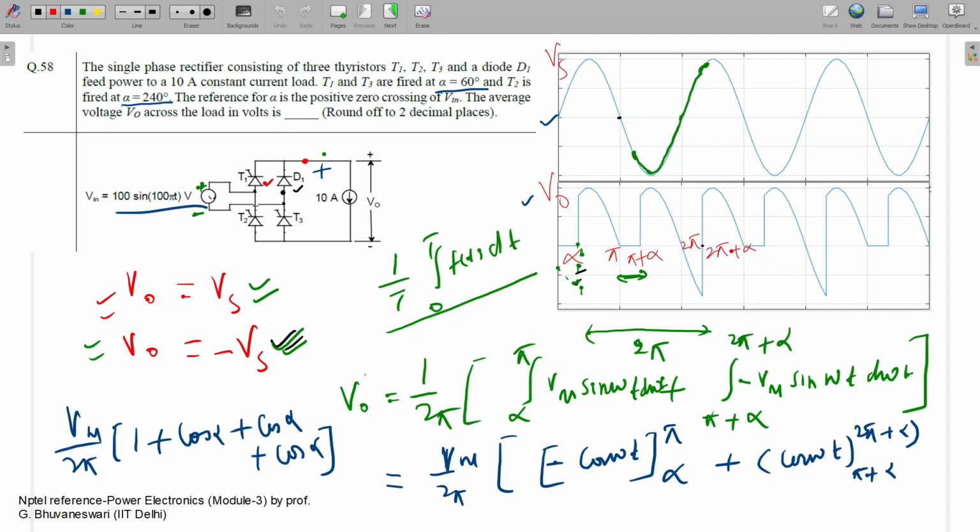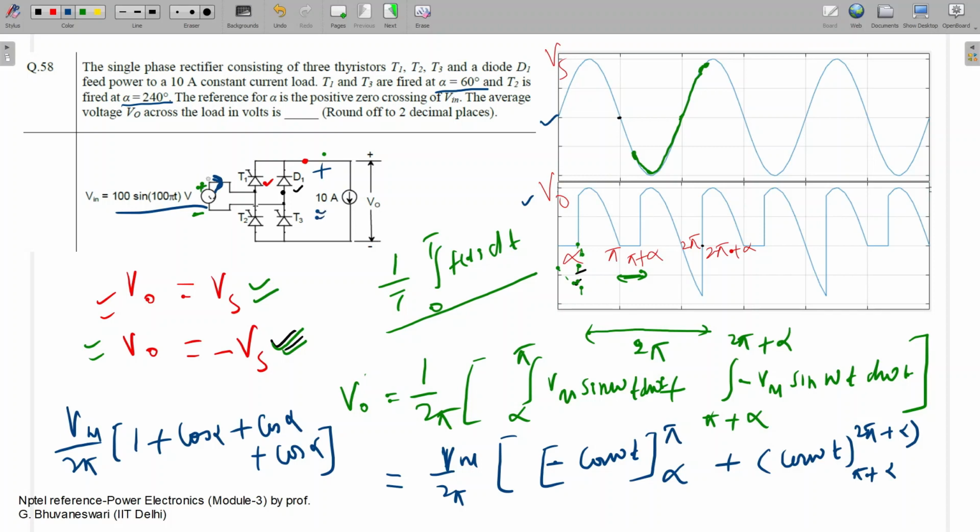Anyone can tell the final answer? What will be the RMS value of the source current? Source current means this one. Source will be supplying some current. So what will be the RMS value of the source current? 8.164. No, it's not correct. 70.7. No, it is also not correct. 5.773. No, not correct. What is the output current? You can relate with this one.